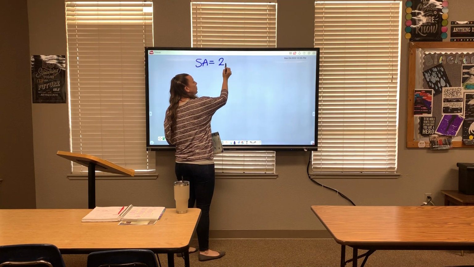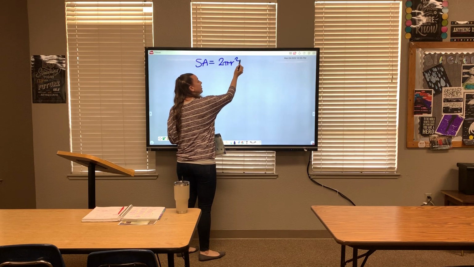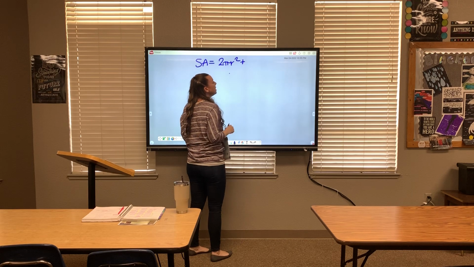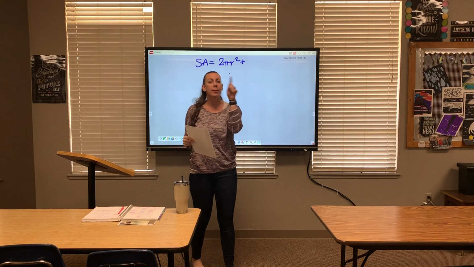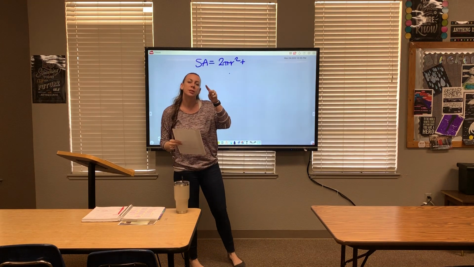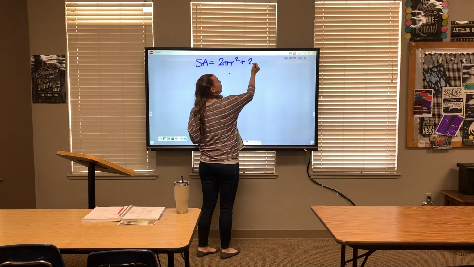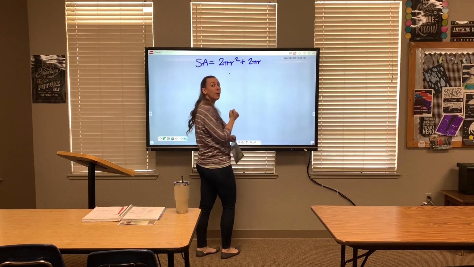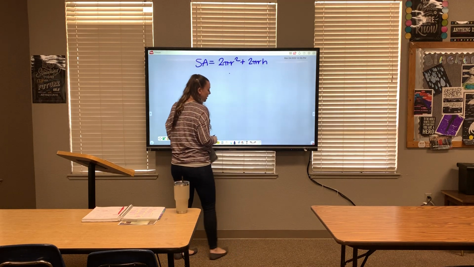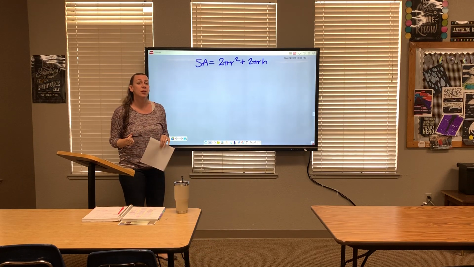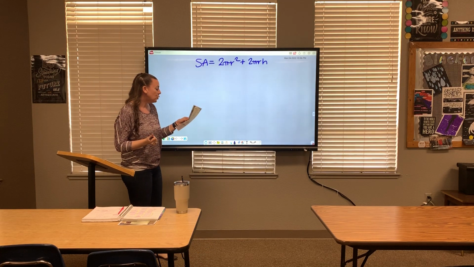Now we're working with 2 times the area of a circle, so 2 pi r squared, plus, then we know the perimeter of a circle is actually called the circumference. That's 2 pi r. So now we're saying plus 2 pi r, that's our perimeter, times the height. So this is now our formula for the surface area of a cylinder, okay? So let's go ahead and try one.